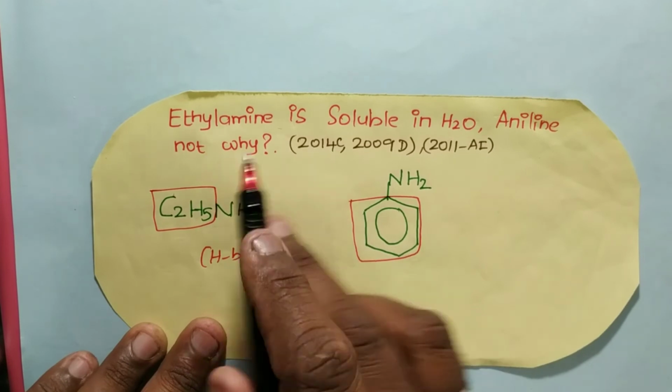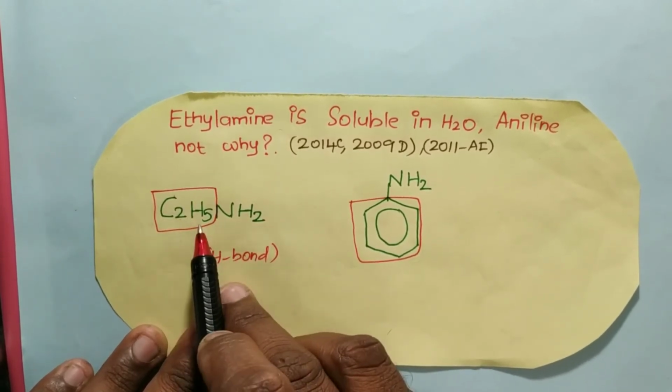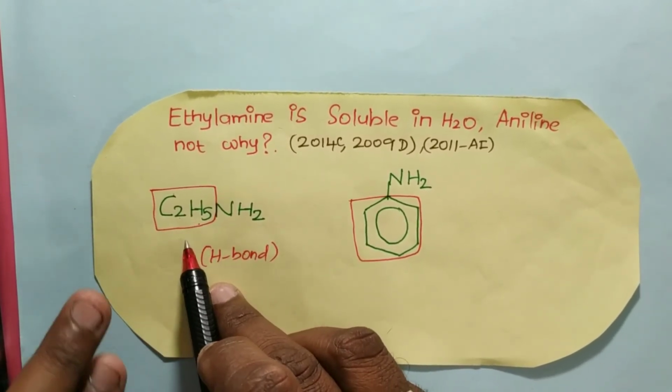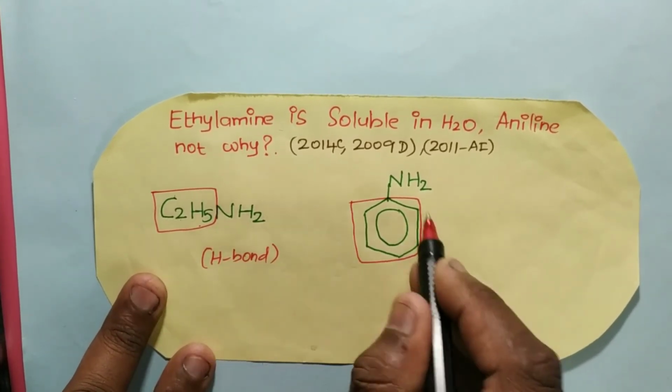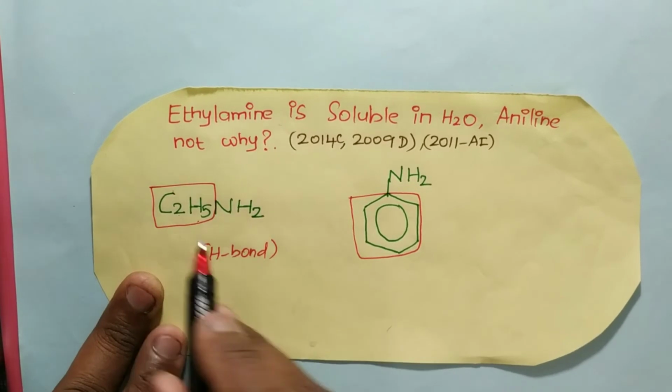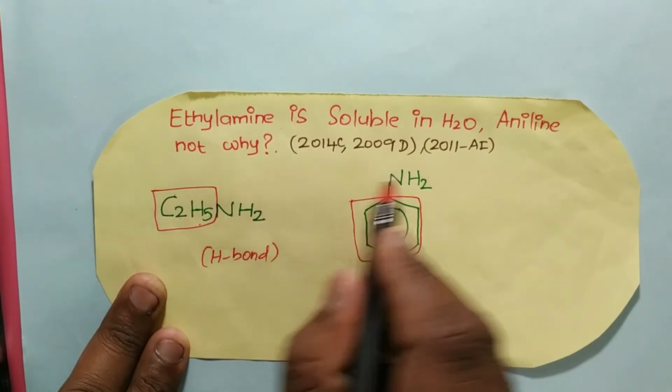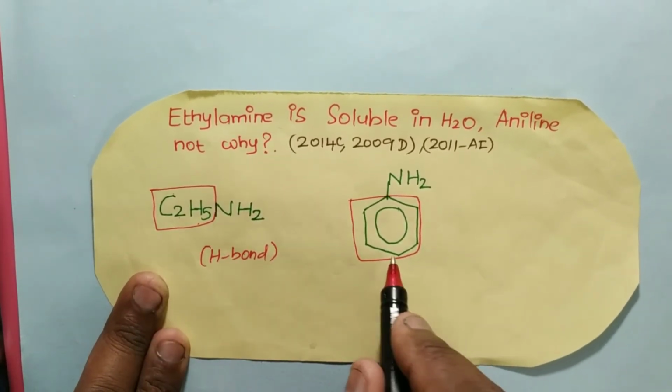That is why ethylamine is soluble in water. Moreover, the chain length is very small and the hydrogen bonding is the same, but you just compare them. Here NH2 is the common part, C2H5 is there and C6H5 is there.